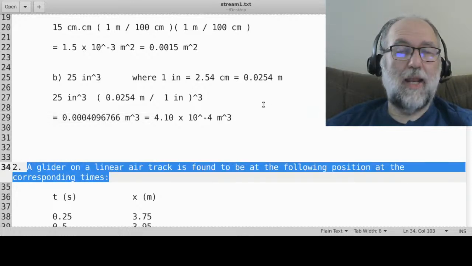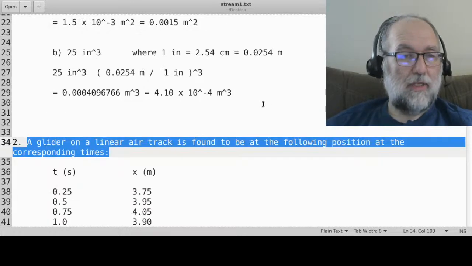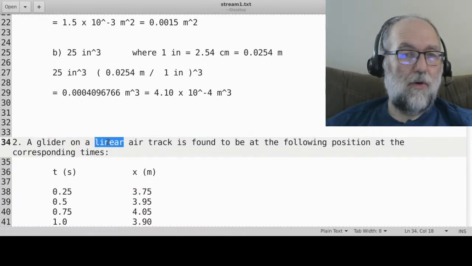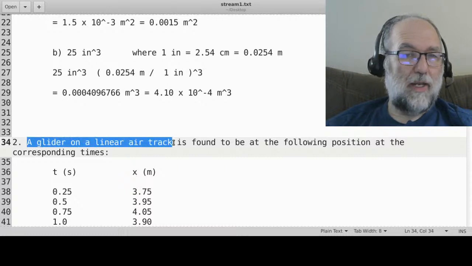Okay, let's go on to our second one. So the second one has to do with average velocities. This is like one of our first lectures. Okay, a glider on a linear air track, and you might have seen these already in the lab.